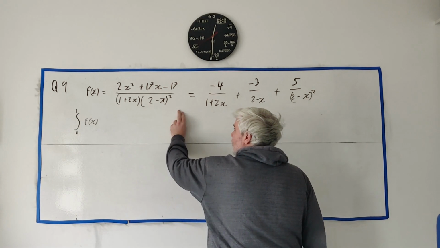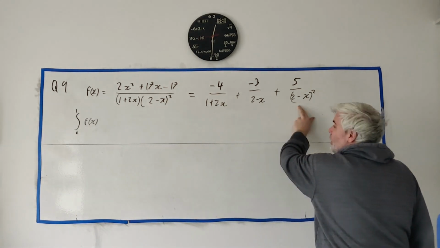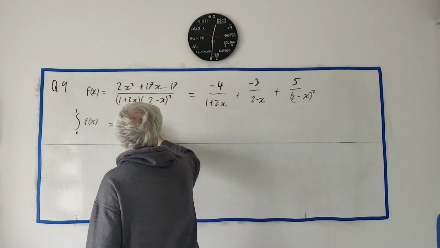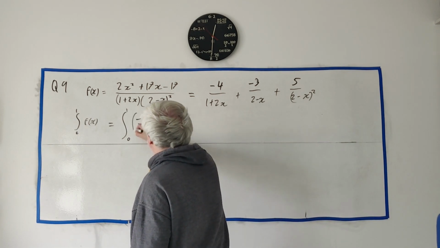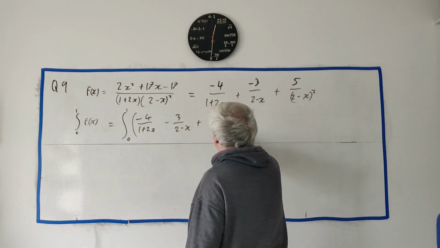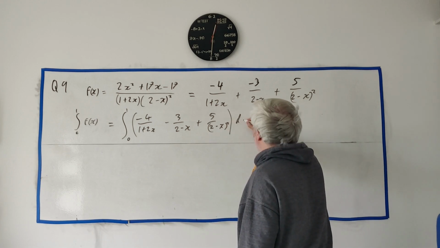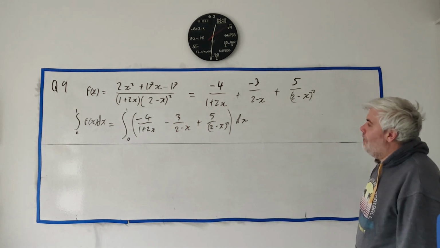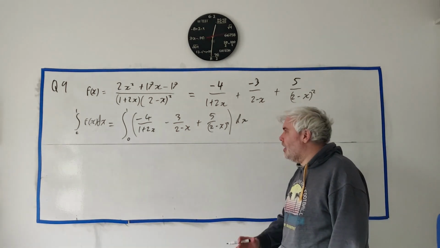This is too hard. I can't do it without breaking it up. So thankfully we've broken it up already. So to answer this question, what we're actually going to answer is this question here. The integral of minus 4 over 1 plus 2x and minus 3 over 2 minus x plus 5 over 2 minus x squared with respect to x. So sorry, dx here. So this we can do. It's still some tricky questions in it, but we can do this.